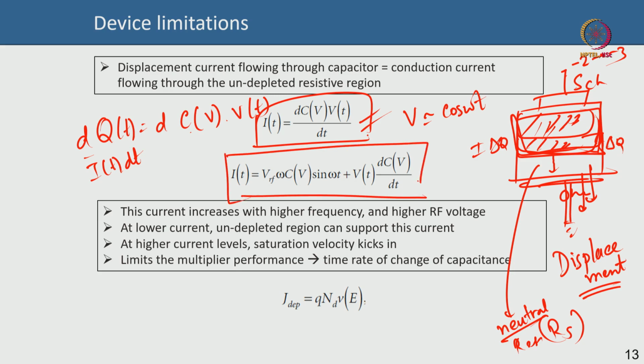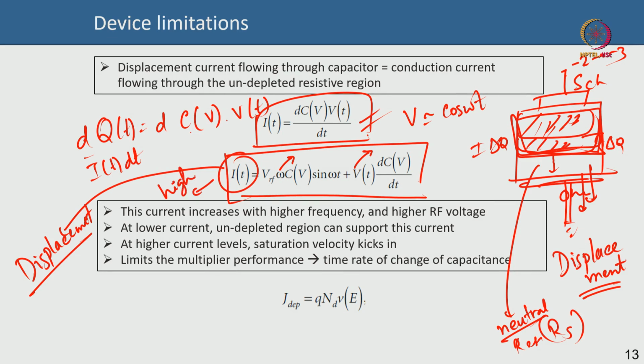This is the displacement current. This is the displacement current that also flows through the undepleted resistive region. Please remember that. Okay. You can see that if the frequency is high, omega is high, or if the RF voltage is high, then this quantity also will be high. Now, this is a problem.